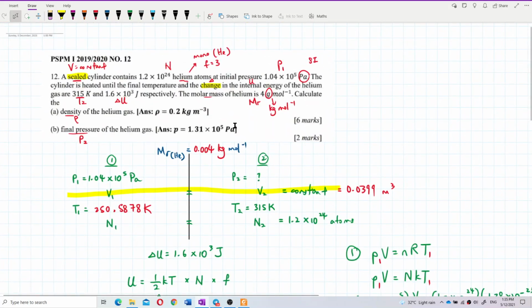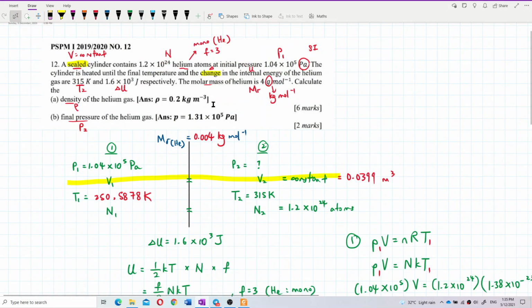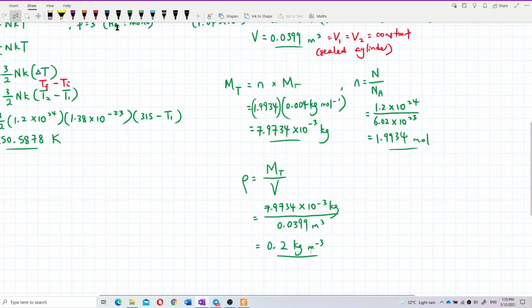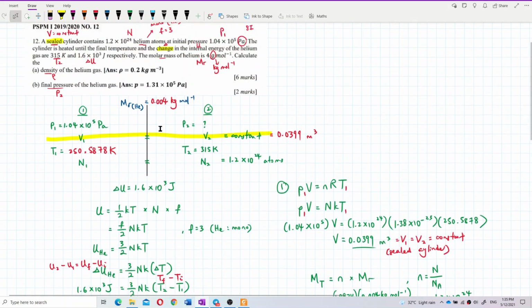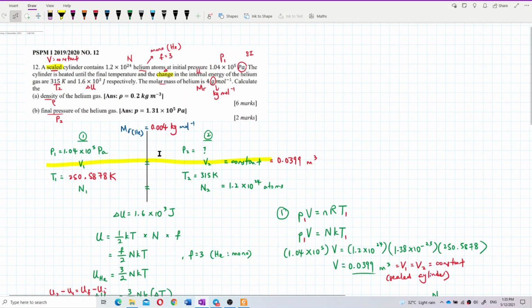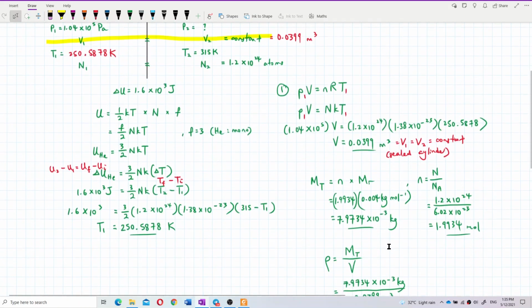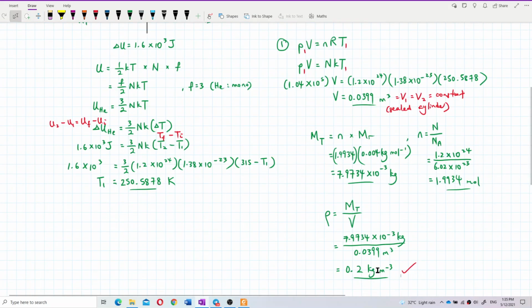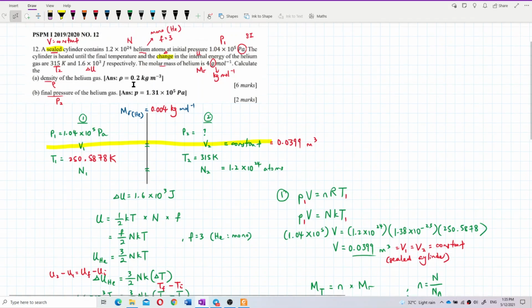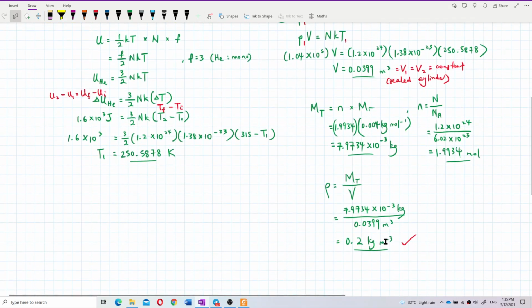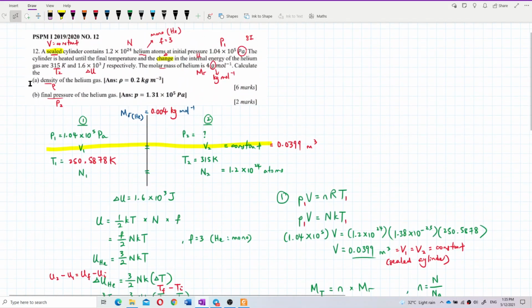0.2 kilogram per meter cube. That's correct. Okay, so you see, there's some truth in my word. Always do your work systematically, and you will always be successful. You see that? I get the answer because I do it step by step. I don't do messy work. You see that? I get 0.2. So that's correct. Okay, that's for question 1.